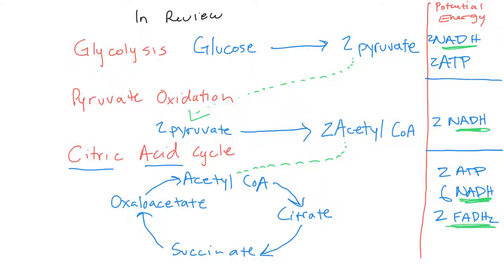It's also on the ATP, but that's already ready. We can use ATP for energy, so that's ready to go. We got 4 total ATPs out of these processes combined, but the bulk of the ATP is produced in these final steps.